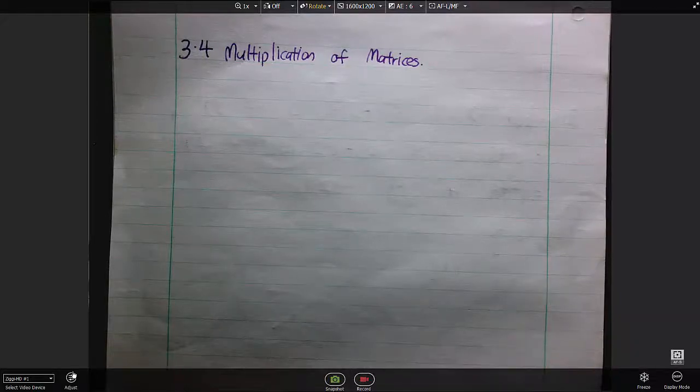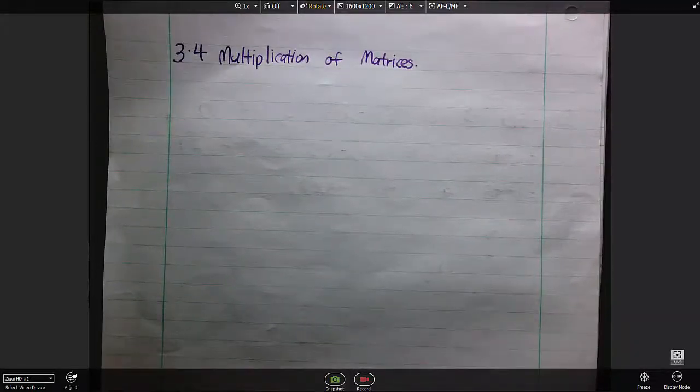Okay, we have 3.4, multiplication of matrices. I think you should have found matrices quite simple up to now. This portion will probably be the most difficult thing for the topic of matrices, where we have to multiply two matrices. But not to worry, let's go through it slowly.